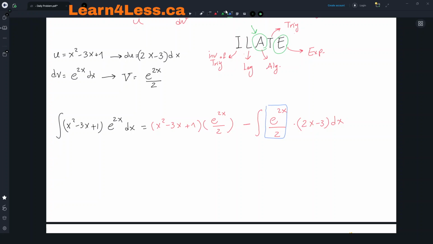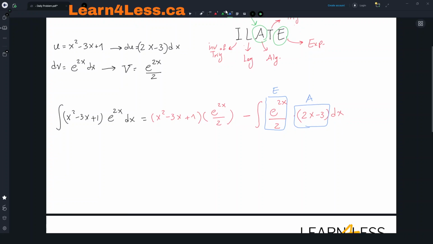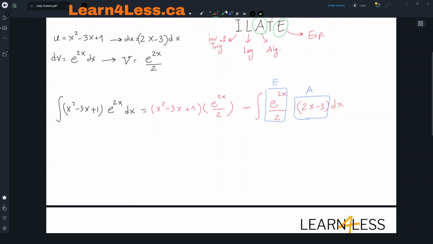So we have this exponential function, and we have this part which is algebraic. Again, algebraic comes before exponential in the ILATE mnemonic, so the algebraic part would be the u. The u that we are going to use in this part is 2x minus 3.